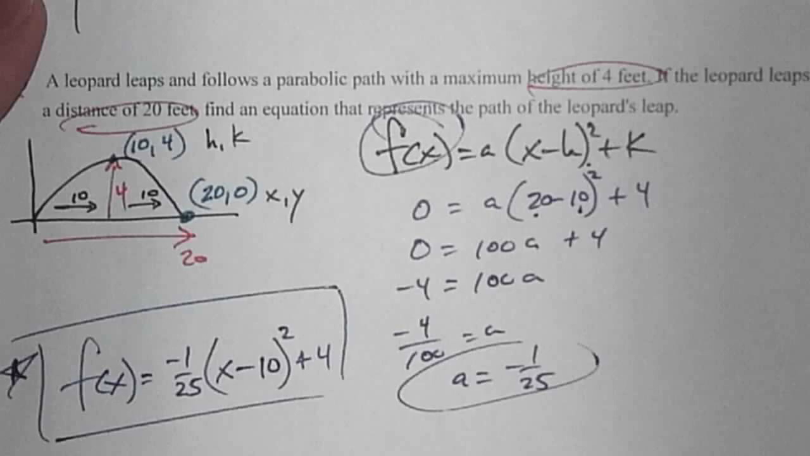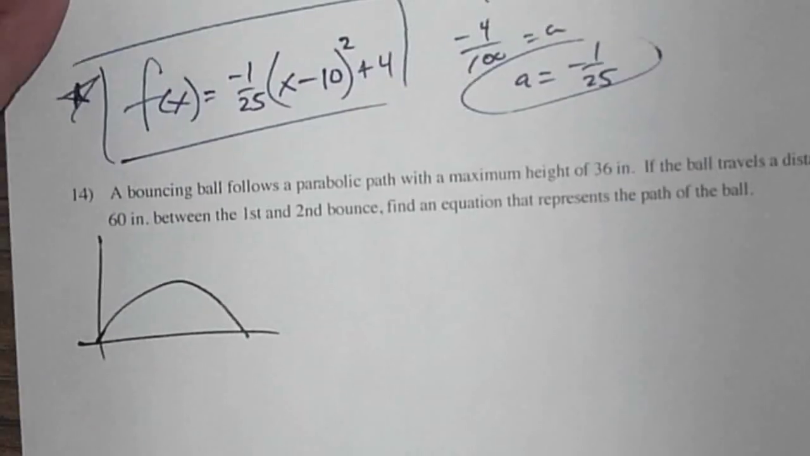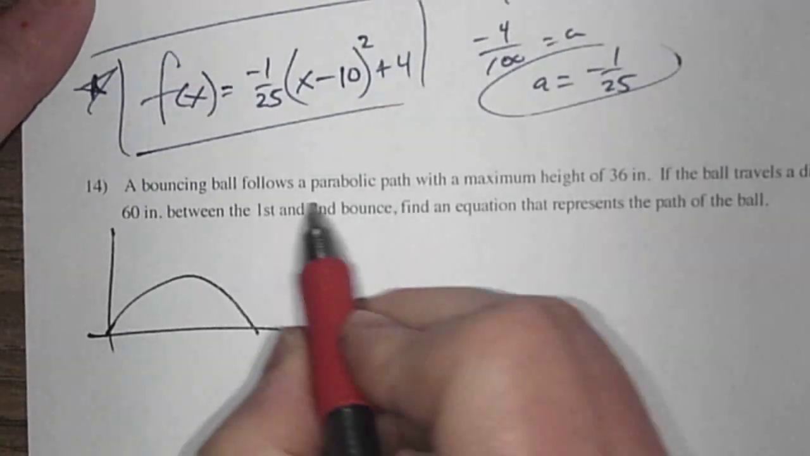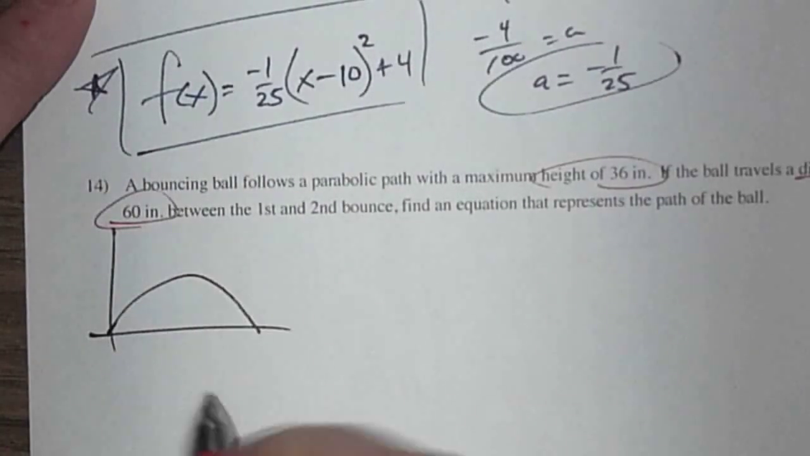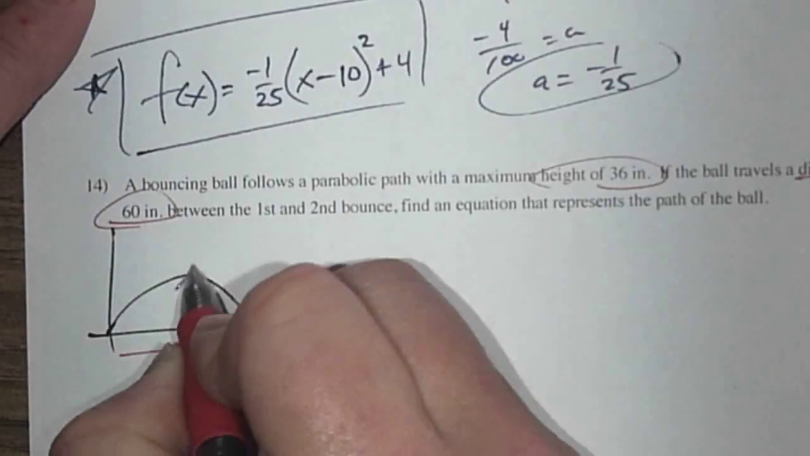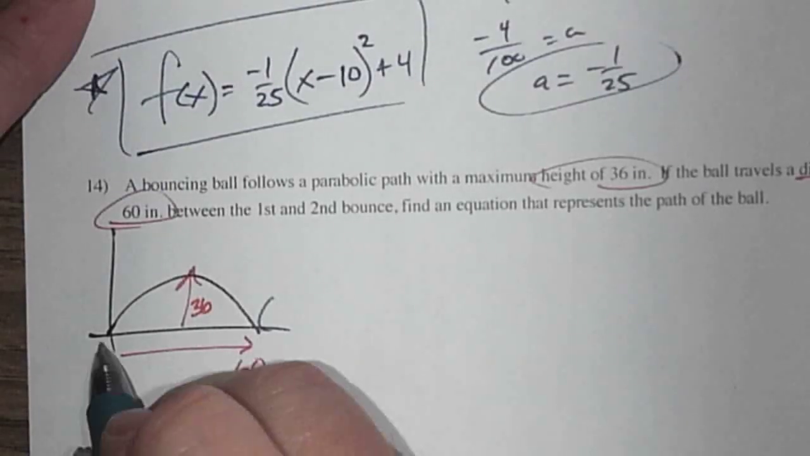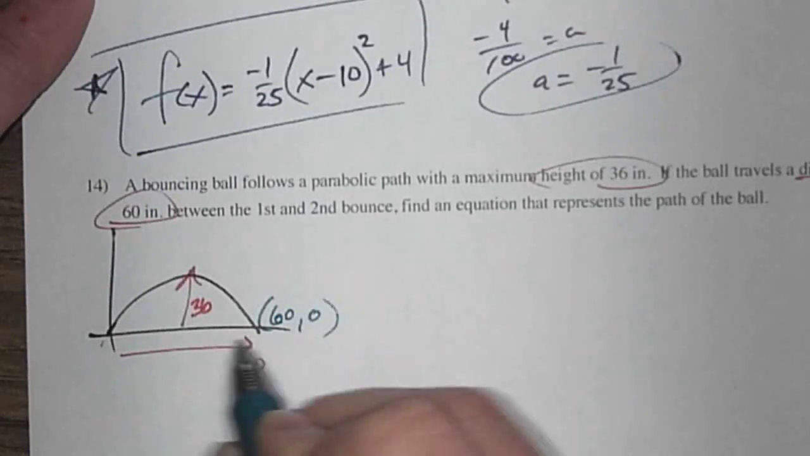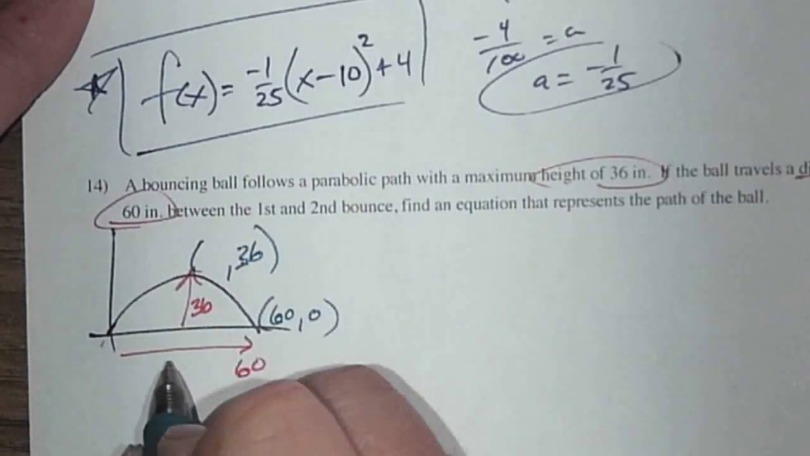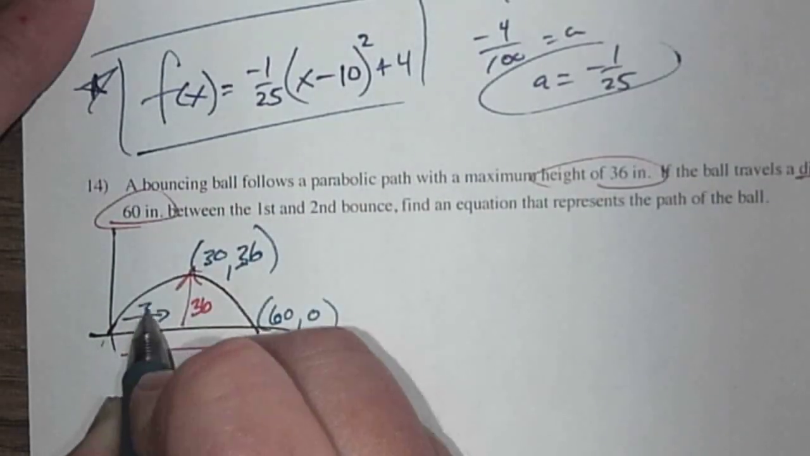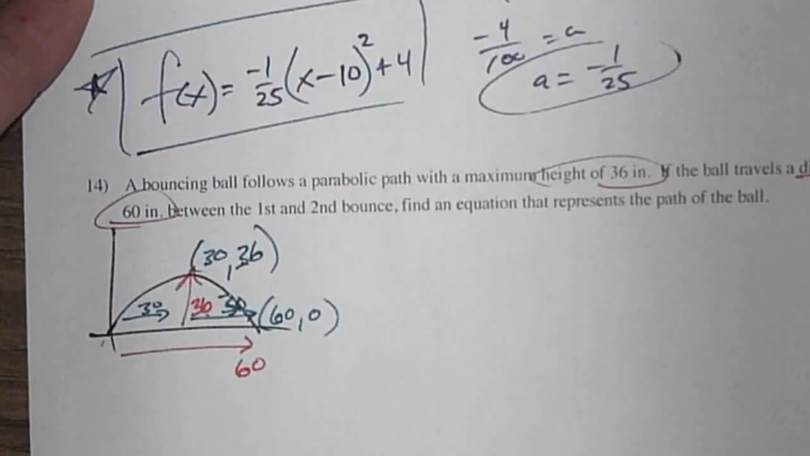But I have to do all this work to find a. Try it again. Same thing. I didn't do anything special with this. The ball bounces, right? Parabolic path, maximum height of 36 inches and a distance of 60 inches. So there's 60 with a maximum height of 36. That means it went a distance of 60 with height 0. When it landed, it's at height 0. And so this here is at 36 high, but how far? 30, because it went 30 across to go the highest, and then 30 more to get to its landing point.